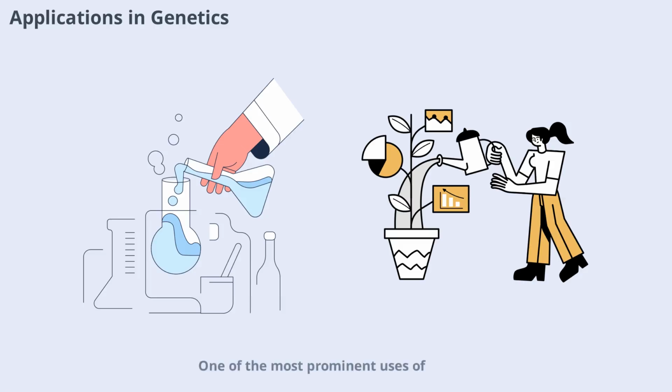One of the most prominent uses of evolutionary algorithms in biology is in genetics. Researchers use these algorithms to simulate genetic evolution, optimize gene sequences, and study inheritance patterns. By modeling genetic processes computationally, scientists can test hypotheses, predict outcomes, and design experiments more efficiently. This approach has accelerated discoveries in fields like genomics and personalized medicine.